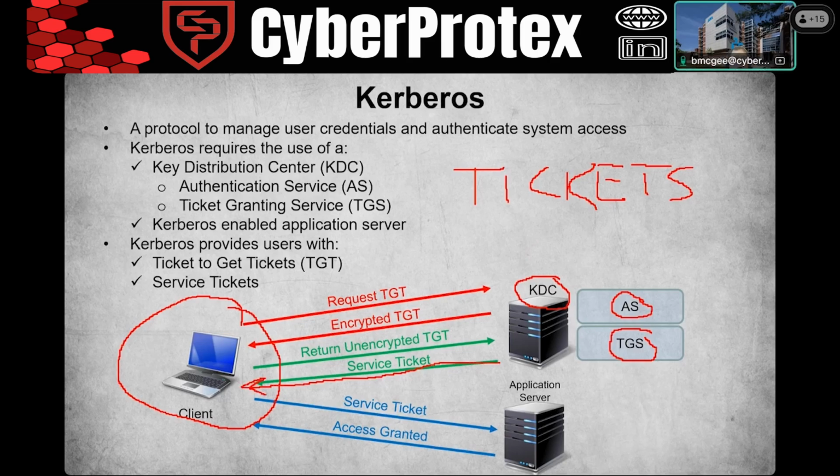The client then has however long the ticket is good for to access whatever resource or object within the network, like an application server or maybe a switch or router. They present that ticket, they're challenged, and then they get access to it. And so Kerberos usually is tickets, and it typically will run over port 88.